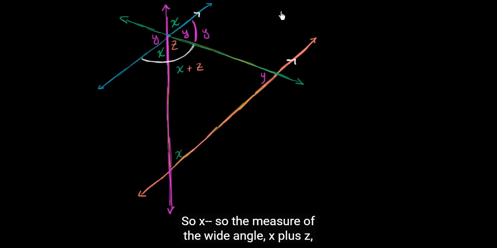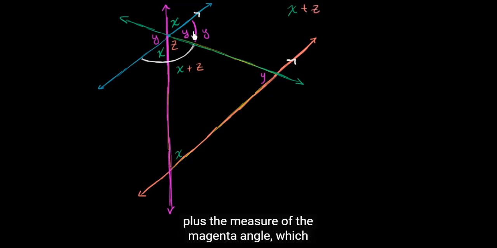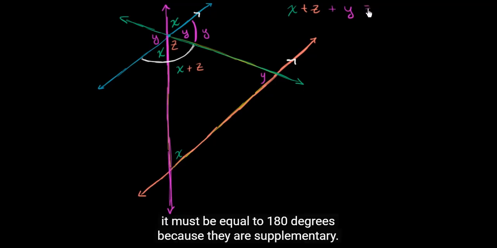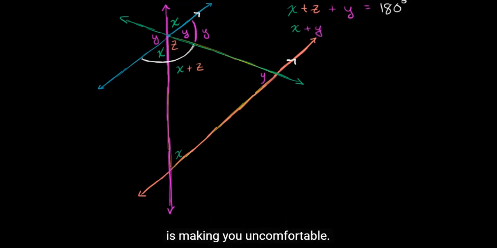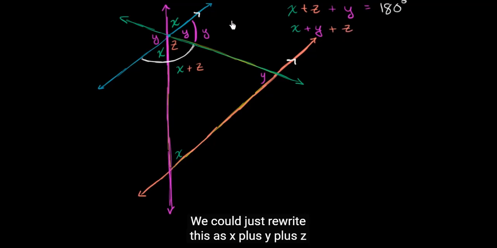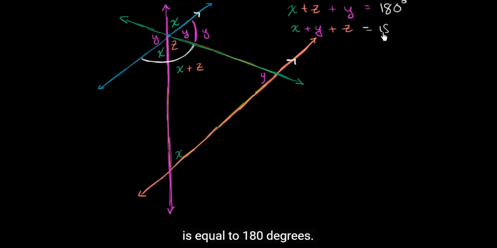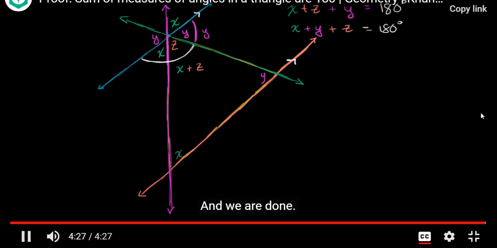So the measure of the white angle, x plus z, plus the measure of the magenta angle, which is supplementary to the white angle, must be equal to 180 degrees because they are supplementary. Well, we could just reorder this if we want to put it in alphabetical order, but we've just completed our proof. The measure of the interior angles of the triangle, x plus z plus y, we could write this as x plus y plus z if the lack of alphabetical order is making you uncomfortable. We could just rewrite this as x plus y plus z is equal to 180 degrees. And we are done.